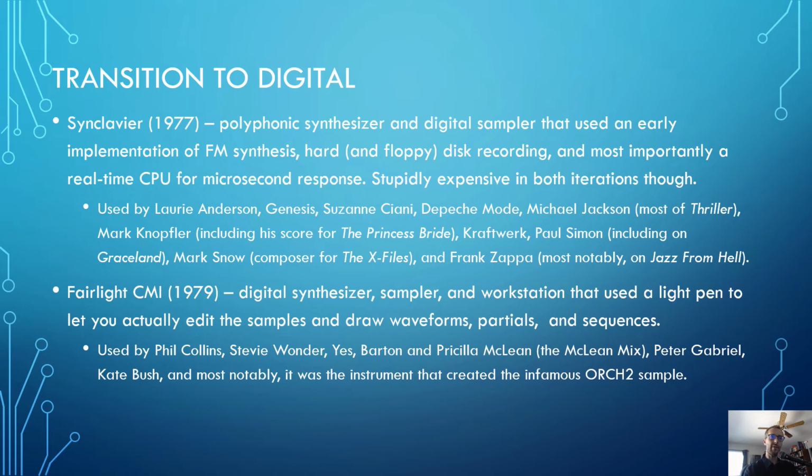The Synclavier of 1977. This was a polyphonic synthesizer and digital sampler that used an early implementation of John Chowning's FM synthesis algorithms. It had a hard and floppy disk recording capability, and most importantly, a real-time CPU, so you had microsecond accurate responses. However, the Synclavier and its sequel, the Synclavier 2, were both ridiculously expensive, roughly around $200,000.